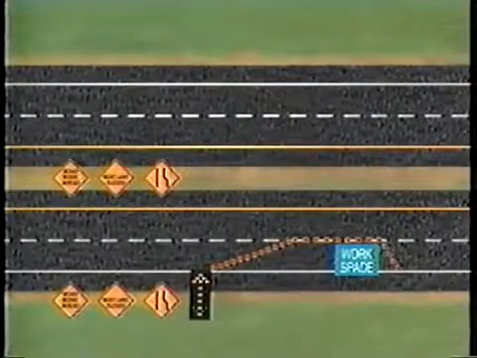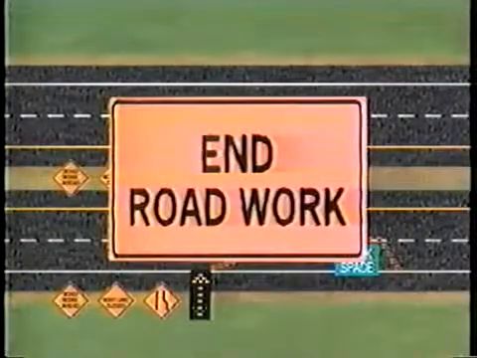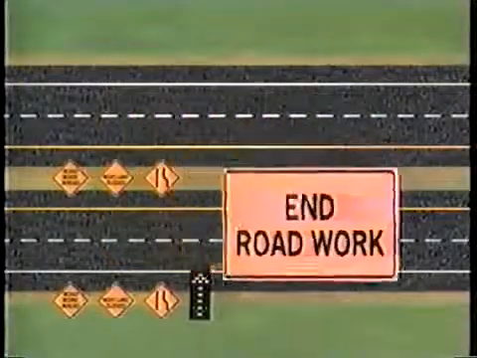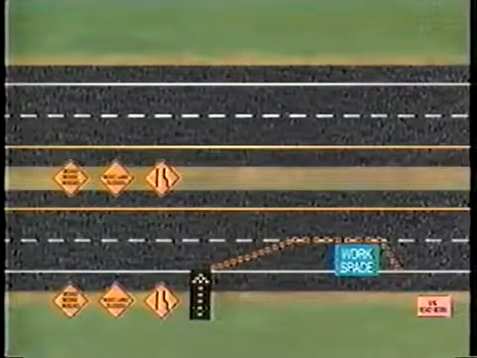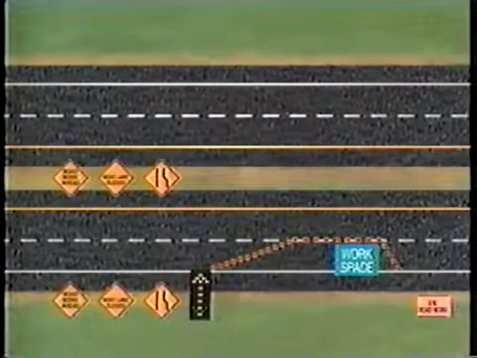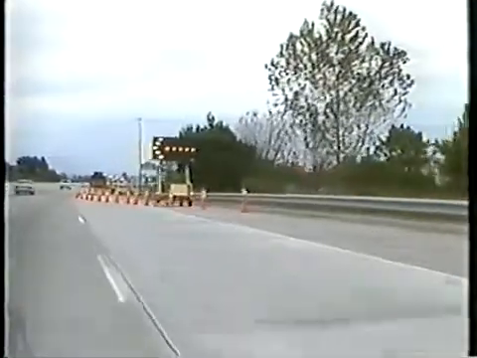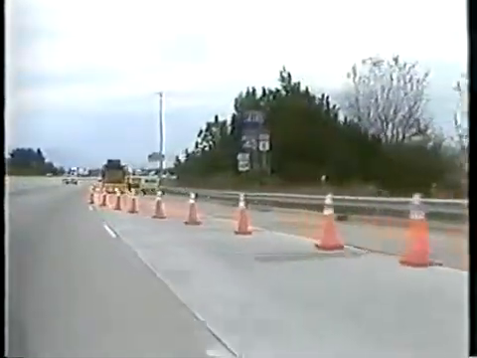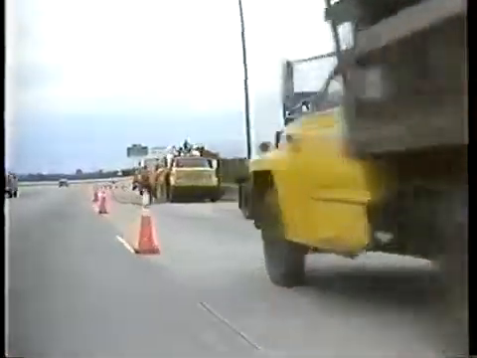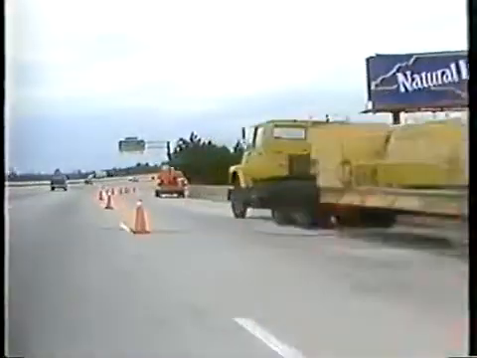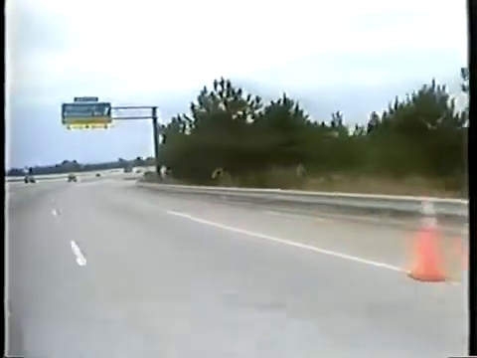The next element installed is a downstream taper, 100 feet minimum. The last element, the End Roadwork sign, is then installed 500 feet from the workspace. Finally, the work vehicle can be moved into the workspace. Again, evaluate traffic controls by driving through the work zone after all the devices are in place. Remember to put yourself in the place of the unfamiliar driver, the one who is not anticipating your presence on the roadway. Now the work activity may begin.